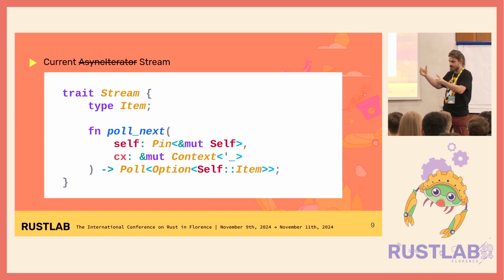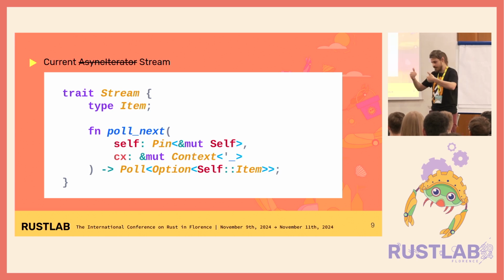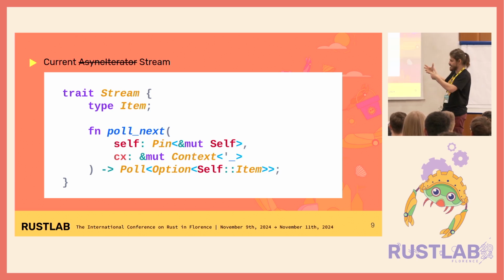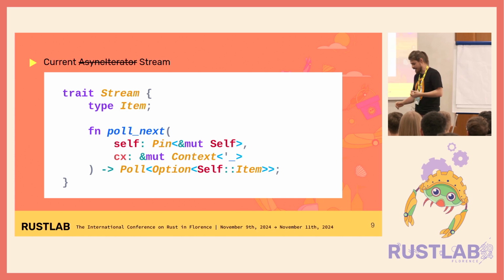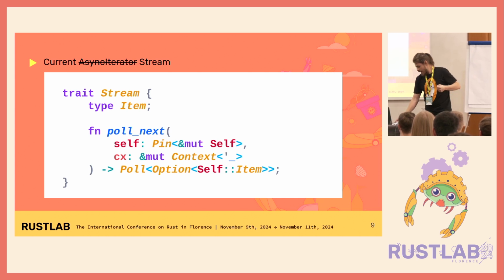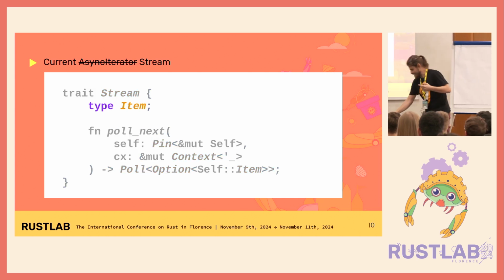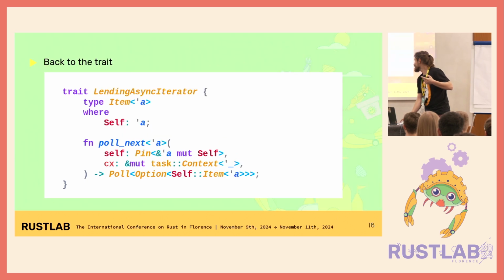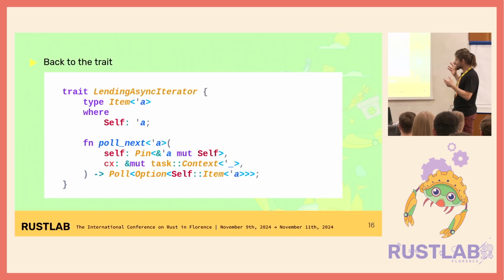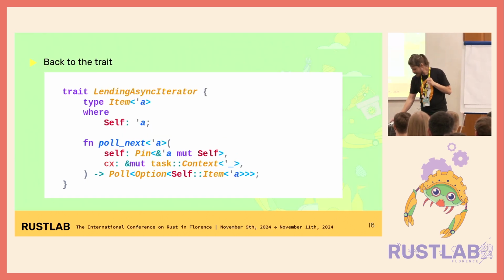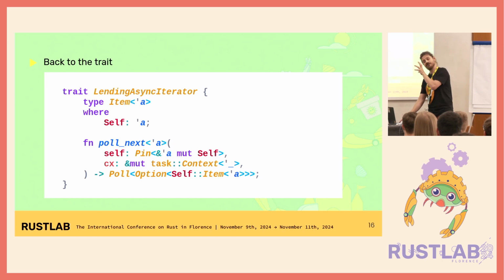It returns something like an iterator continuously, but it's built to work in an async environment. Let's look at the lending async iterator instead. It's slightly different.